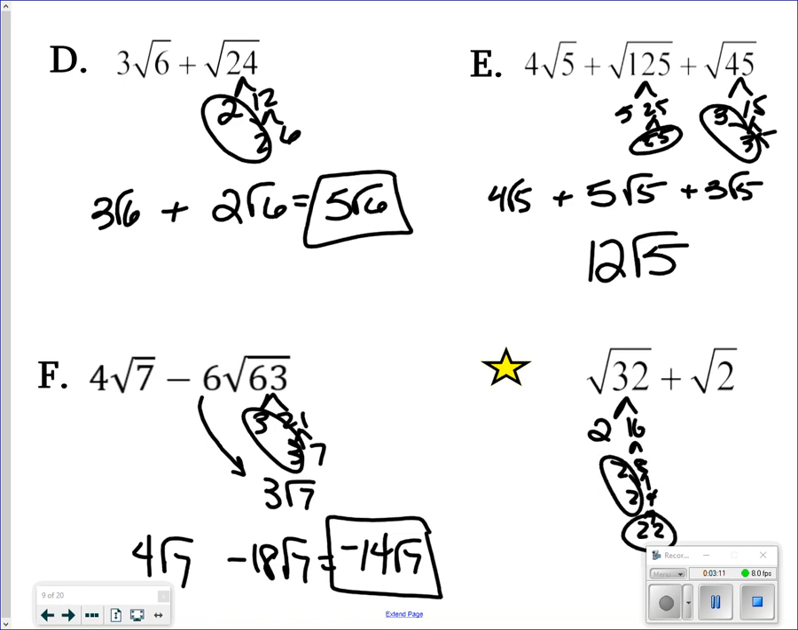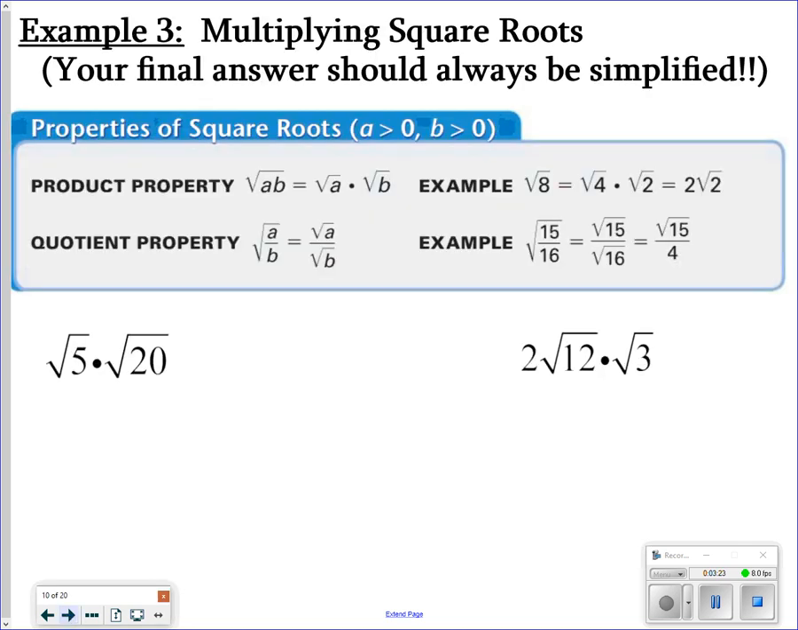63 can be broken down. 3 times 21, 3 times 7, there's a pair of 3s. Now, here is where a lot of people will get this wrong. There's already a 6 on the outside, so that's negative 18 square roots of 7. So 4 square roots of 7 minus 18 square roots of 7 is negative 14 square roots of 7. Hit pause and try the next one by yourself.